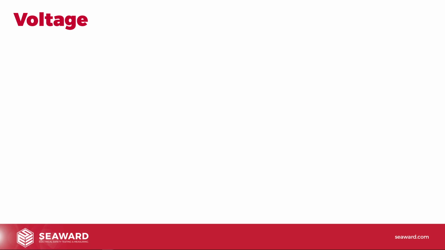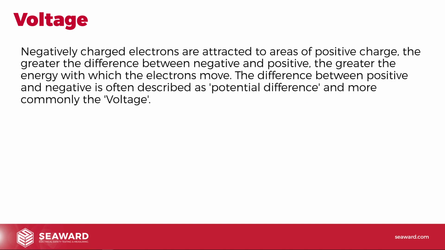So now we'll look at voltage. Negatively charged electrons are attracted to areas of positive charge. The greater the difference between negative and positive, the greater the energy with which the electrons move. The difference between positive and negative is often described as the potential difference, and more commonly, voltage.